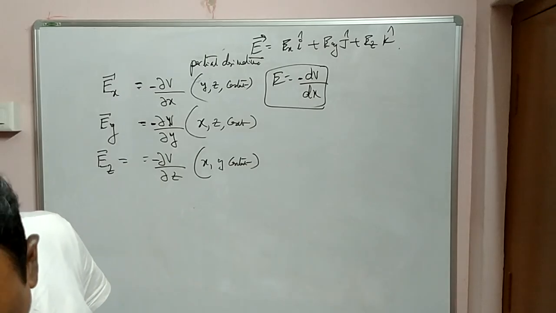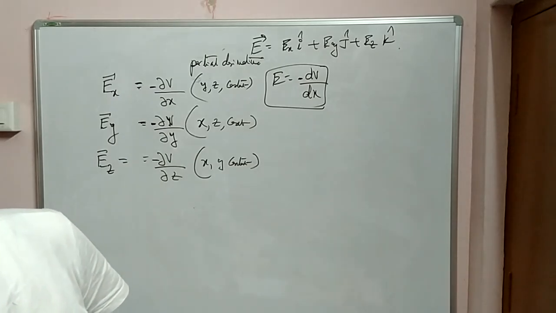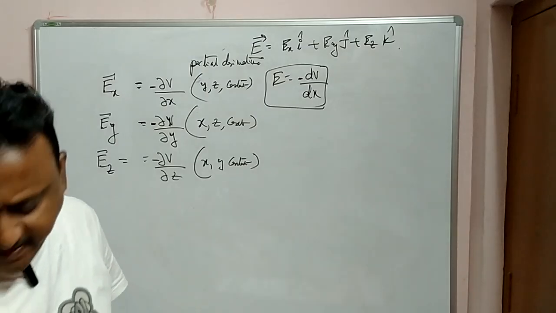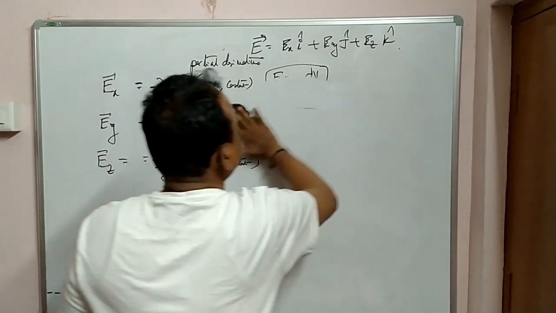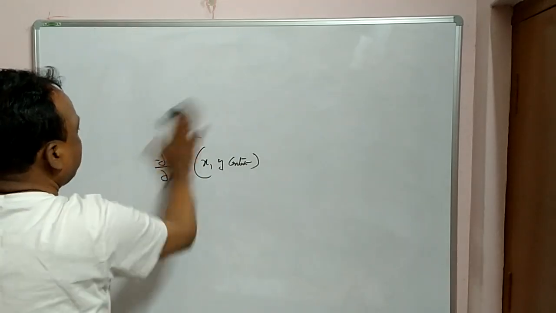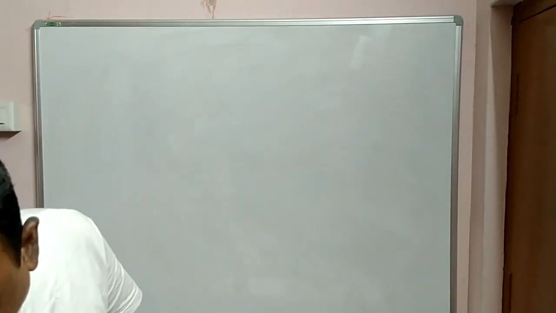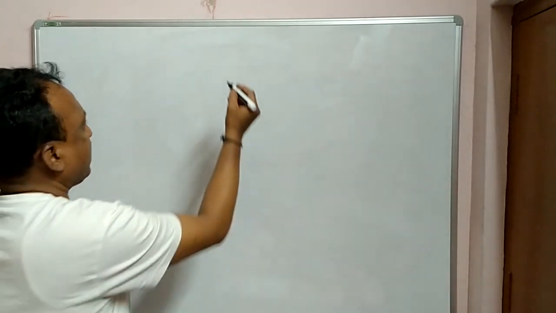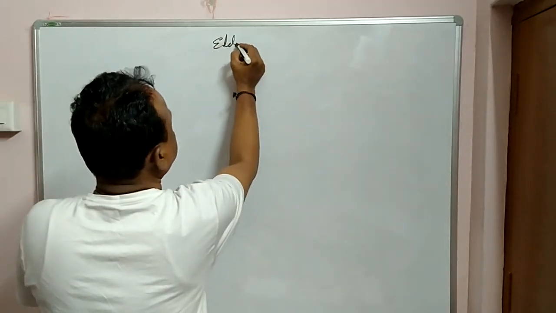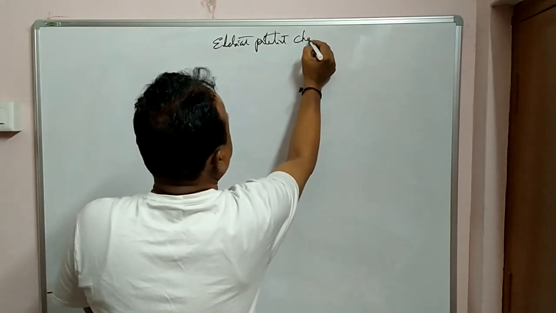Now, the same thing you can go for, electric potential due to charged sphere. This is over. Let us go for the charged sphere, electric potential due to charged sphere, same inside and outside. First, how do you calculate it? Electric potential for a charged sphere.